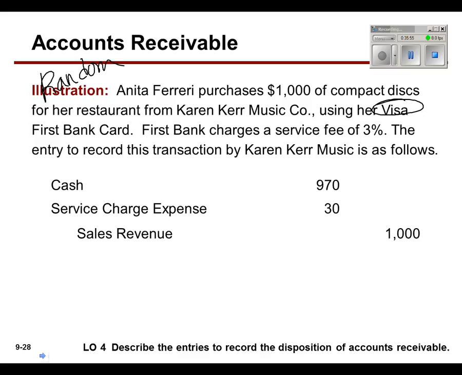Who gets to keep that? Visa, which is tied to a bank. No, Karen Kerr. Let's see. Anita purchases. This transaction is for Karen Kerr. Remember, we're not worrying about inventory in this whole chapter. We're Karen Kerr.